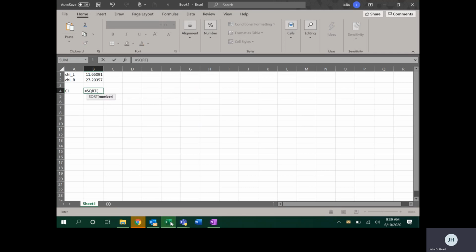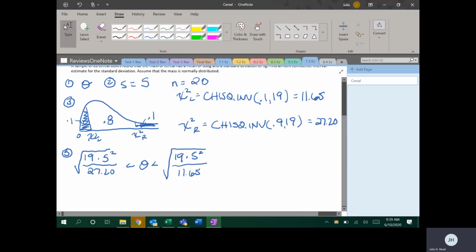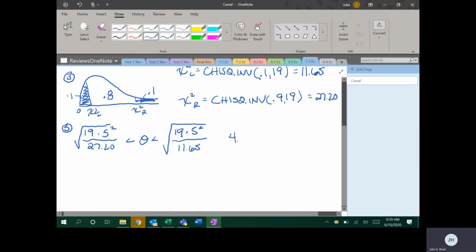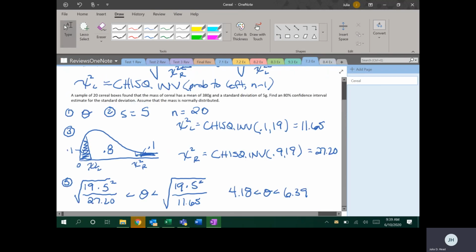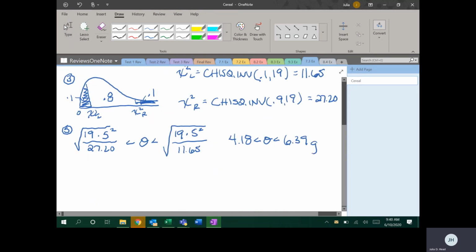So we have square root of 19 times 5 squared divided by, and on the left side it was 27. On the right side, another square root of 19 times 5 squared divided by the 11. So we get 4.18 and 6.39. Like means, you should ask yourself, what are the units? S, the standard deviation, was measured in grams, so sigma should be measured in grams.